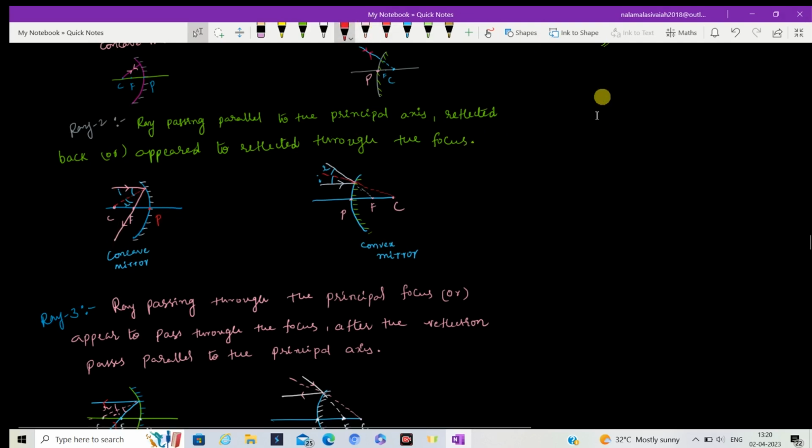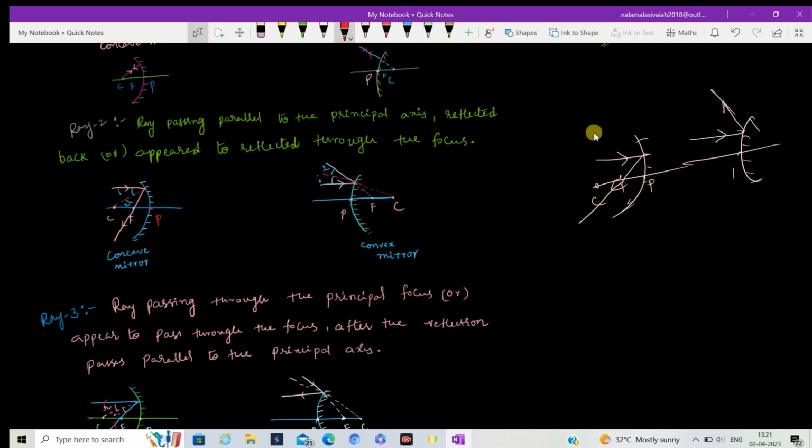So I am considering a concave mirror here. Pole, everything you have to take: pole, focus and center of curvature. When the light is incident on it, then it will be reflected back, so it passes through the focus. Where you take the convex mirror, when the light is incident on it, it will be reflected back. So you can take the pole, focus and center of curvature. Then if you extend this, it will pass through the focus. So you can observe here, it passes through the focus.